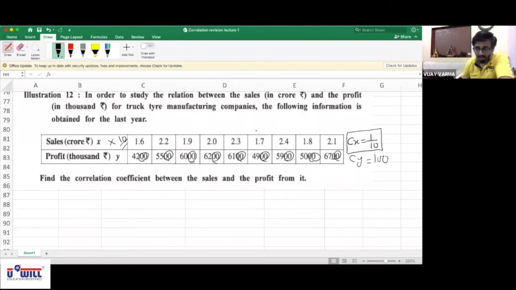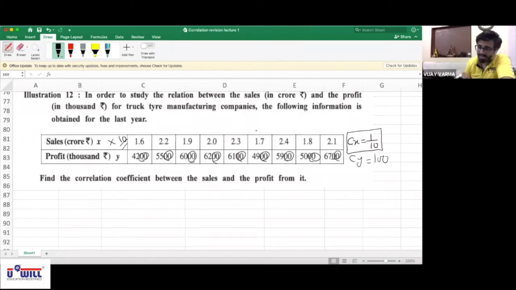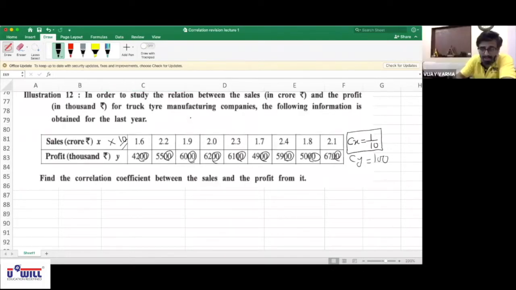Yes, who is not clear with Cx equals to 1 by 10? Sir, Pragya. Pragya, you are not clear with Cx equals to 1 by 10? Yes, sir, I'm not clear. Okay, see, I'm explaining on the board again.